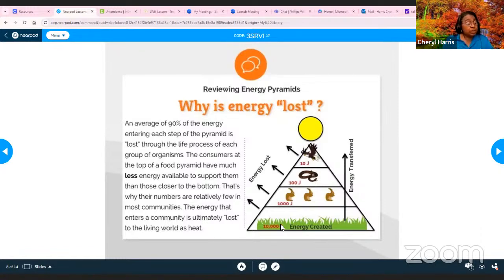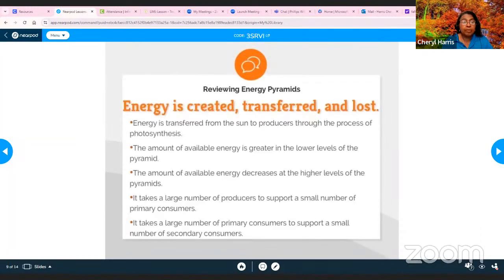Some of that energy is not just used, but some of it is lost to the environment. And when we say lost, it's not really lost. Even though it's lost to the organism, it's lost to the next level because they don't get it, but it goes to the environment. So there are two places it's transferred. It's either transferred to the next level or lost to the environment.